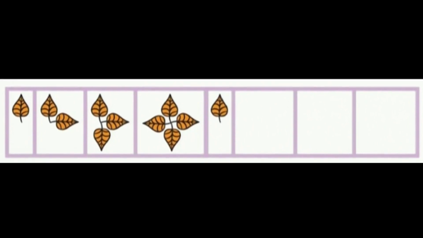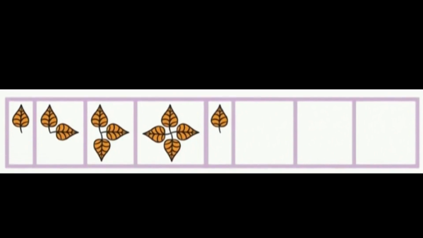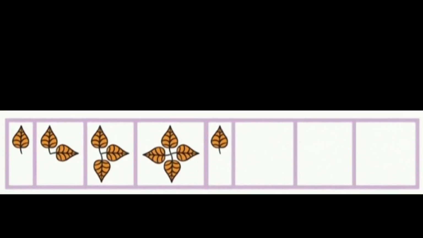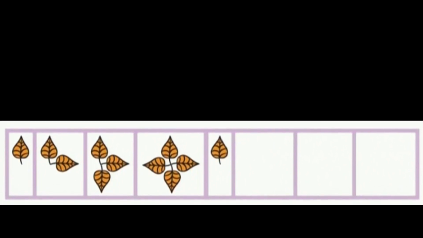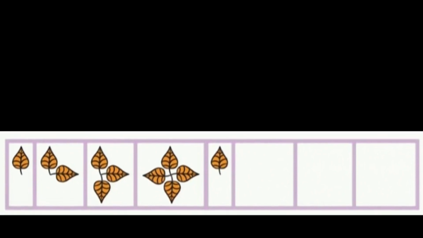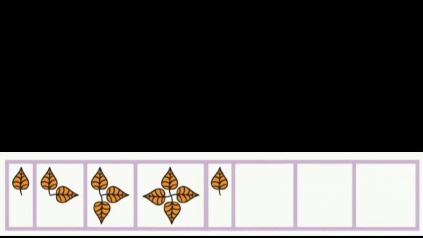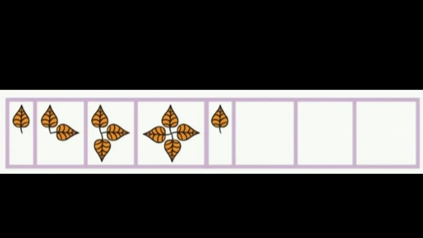So what is happening here? In the first 4 blocks the leaves are increasing, but in the fifth block what has happened? Again 1 leaf has come, so repetition has been done. So in this pattern both things are there. Repetition is also there, and then increasing of leaves is also there. So you can call it a growing pattern.